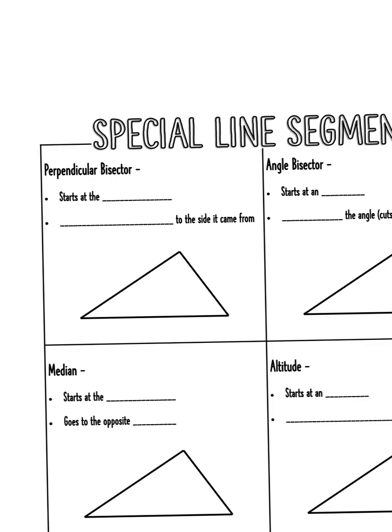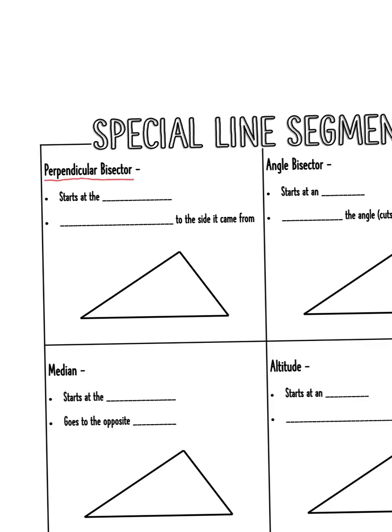Let's do this. This is our first video notes for the semester, and we're talking about special line segments. This is lesson 6.1. We're talking about special line segments that are in triangles. Our first one, there's only 4 of them, so it won't be long: perpendicular bisector.